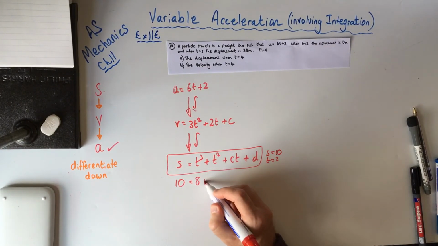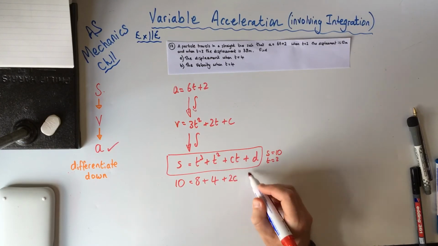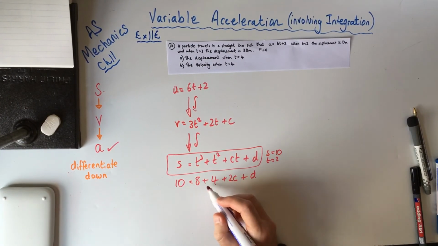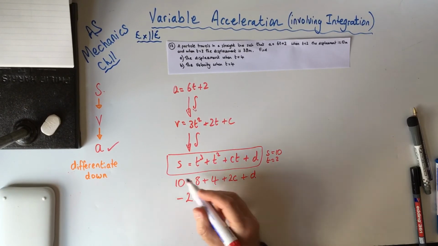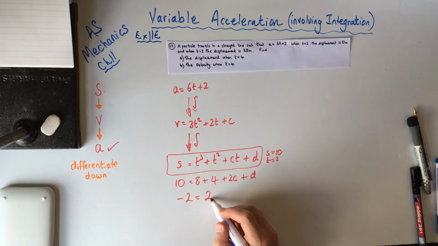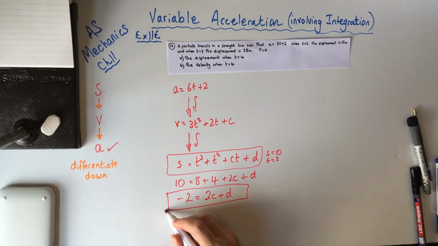So we get 8 plus 4 plus 2c plus d. And if we simplify all of that, you can see that we just get minus 2, adding that together, taking it off both sides, is equal to 2c plus d. So that gives us one equation.